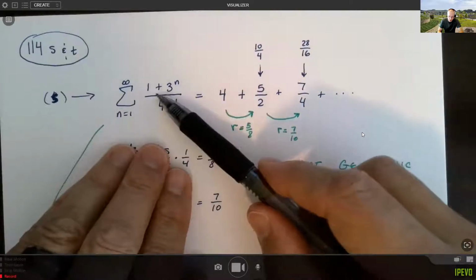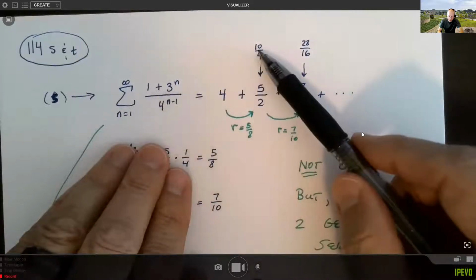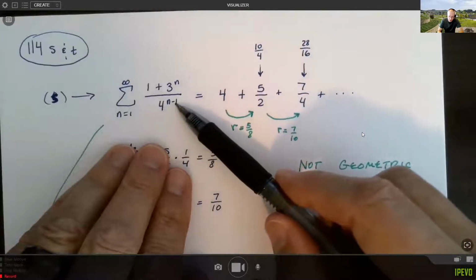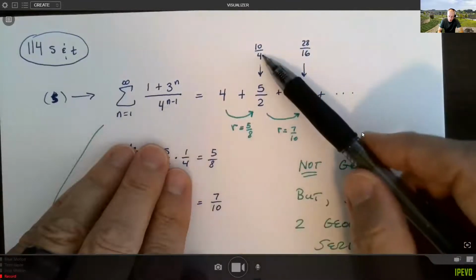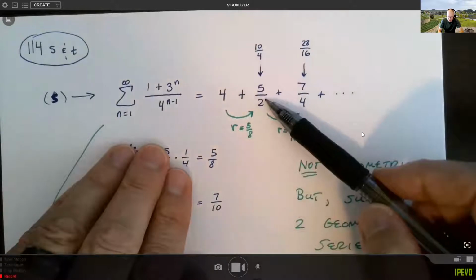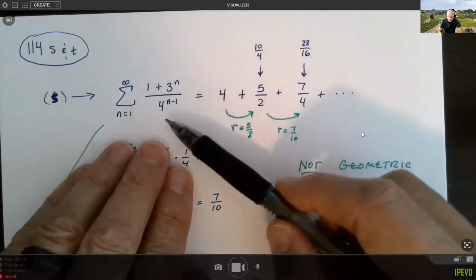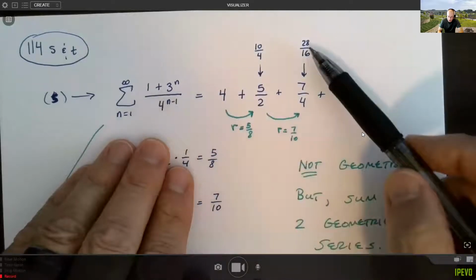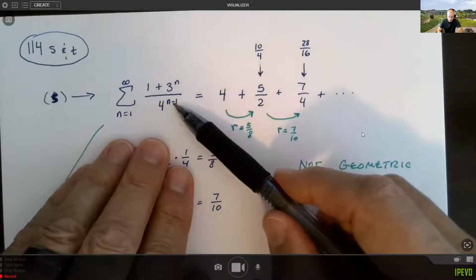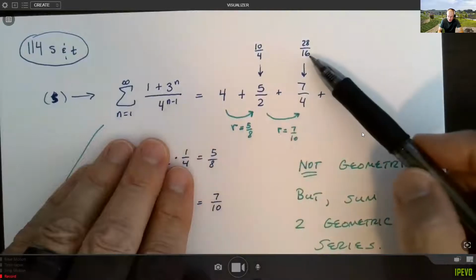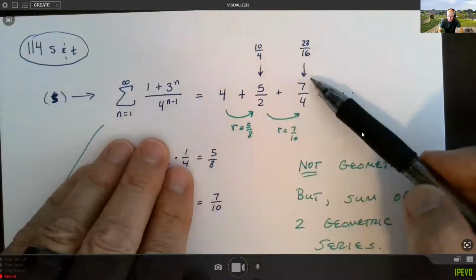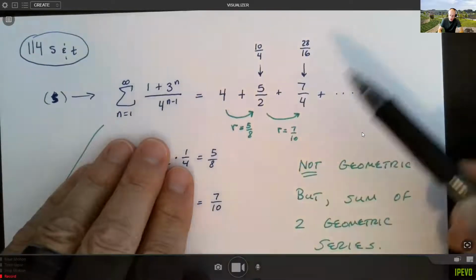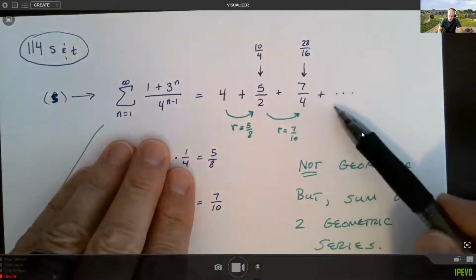When n is 2, I get 1 plus 3 squared. That's 10. 4 to the 2 minus 1, 4 to the first power is 4. I get 10 fourths, which simplifies down to 5 halves. And then when n is 3, I get 1 plus 3 cubed is 1 plus 27 is 28. 4 to the 3 minus 1 is 4 squared, 16. Divide top and bottom by 4, and we get 7 fourths. Okay, so there's just the first 3 terms. You can continue that on.